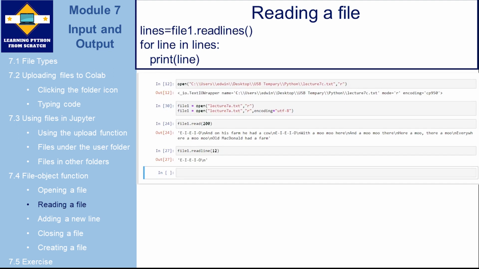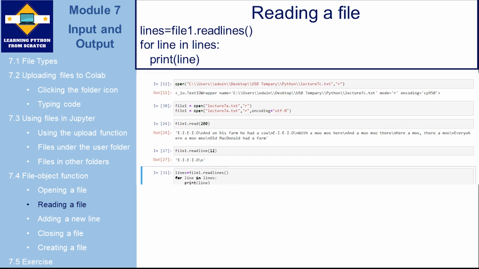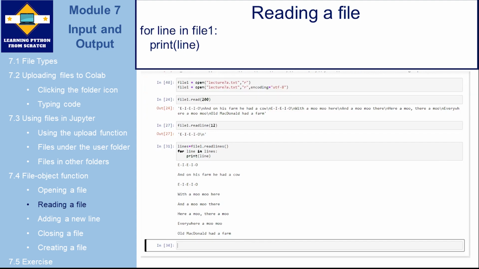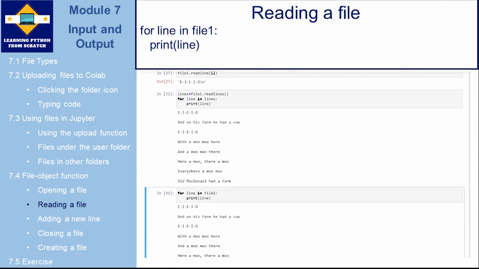We can also read all lines of the entire file and store them in a list variable with each line as an element. So let's type lines = file1.readlines(), and for line in lines, print(line). Or we can simply use a for loop to read a file. We type for line in file1, and print(line). Then you can get the same result.